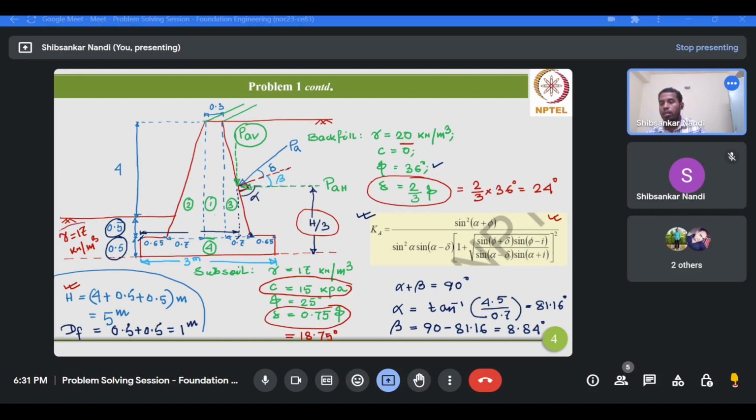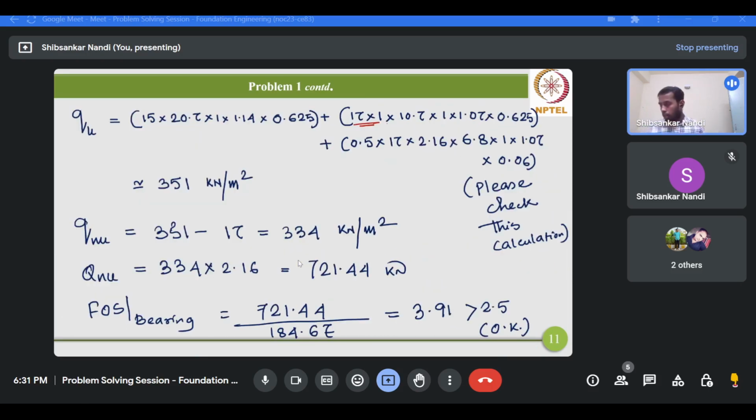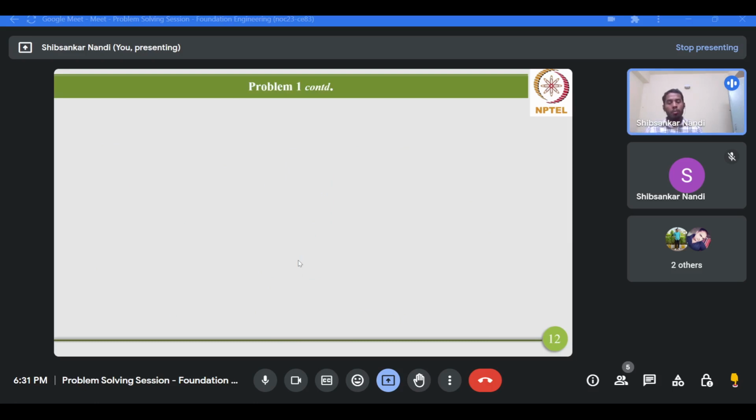So therefore this value is basically assumed to be the same as that of the subsoil, 17 kilonewton per meter cube. So that's why earlier I basically took it as 20, and that's why I was getting a different value. Okay, now it's fine. Any problem so far? Do you have any problem? Okay, so I am assuming that it's fine.